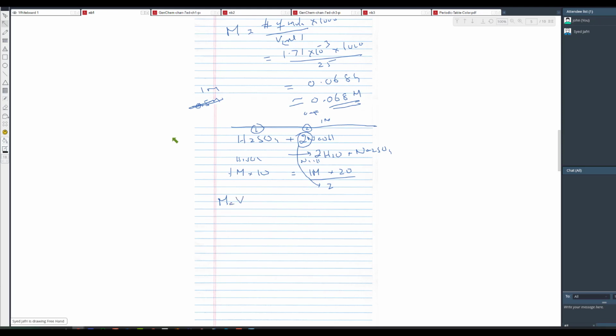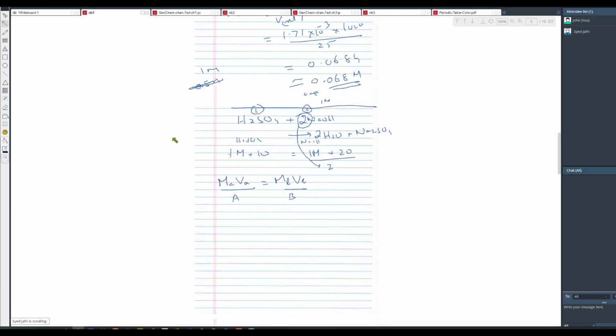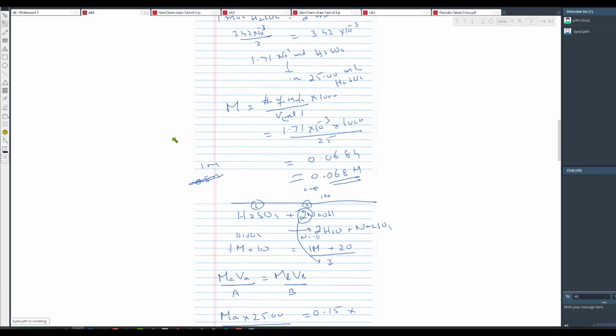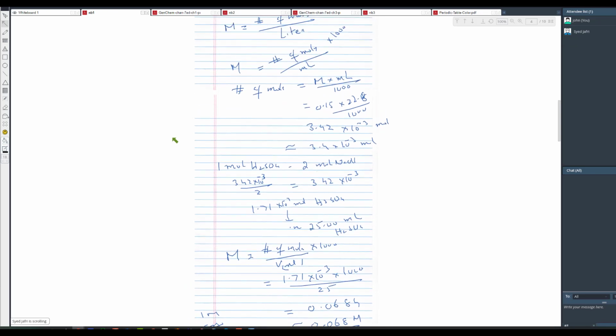So now I can write this formula: MAVA is equal to MBVB, dividing by the coefficients, where A is the coefficient of the acid and B is the coefficient of the base. Now I'm writing the same formula with your values. You told me you used 25.00. According to the equation, the coefficient of acid is 1. The molarity of your base was 0.15. Volume of base, how much did you use? 22.85 ml.